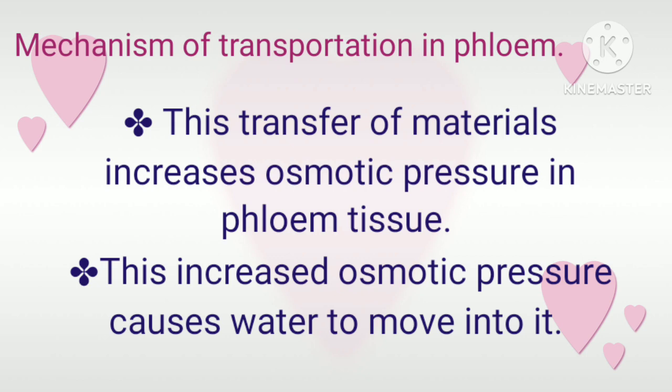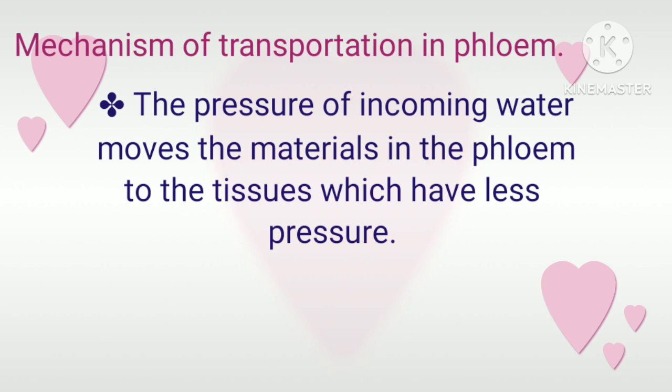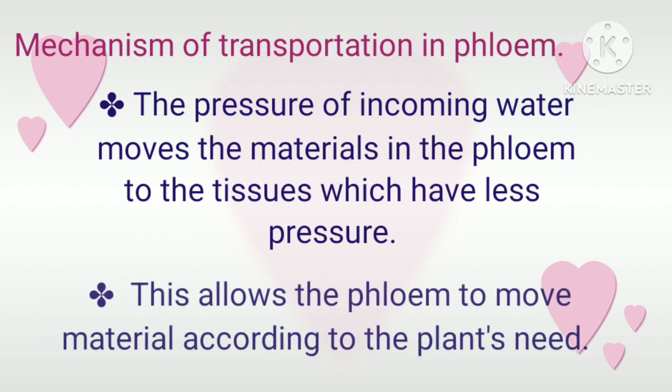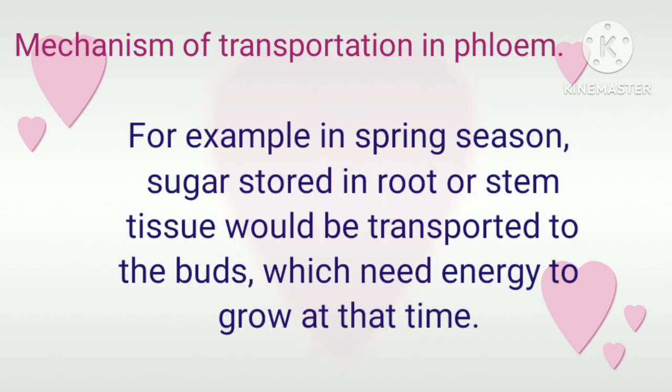This increased osmotic pressure causes water to move into it. This pressure of incoming water moves the materials in the phloem to the tissues which have less pressure. This allows the phloem to move material according to the plant's need. For example, in spring season, sugar stored in root or stem tissue would be transported to the buds, which need energy to grow at that time.